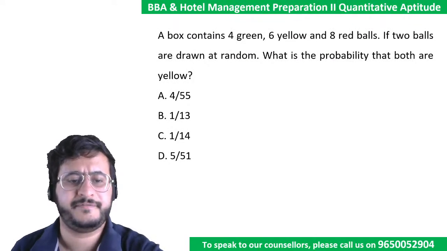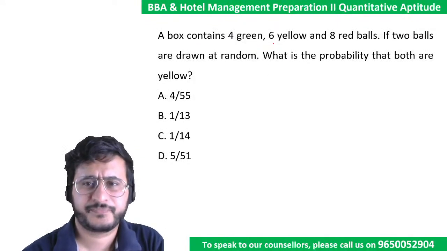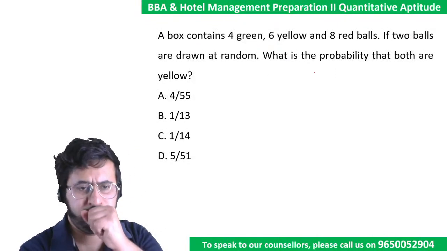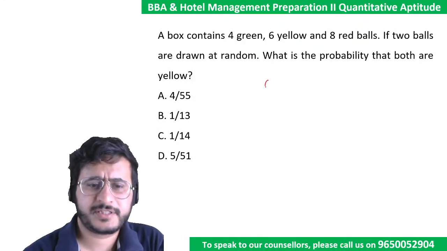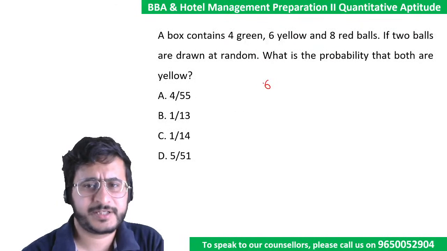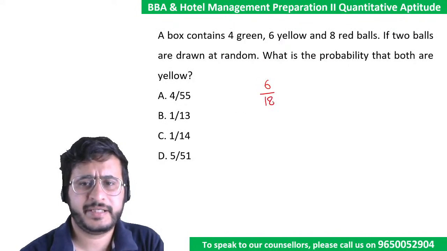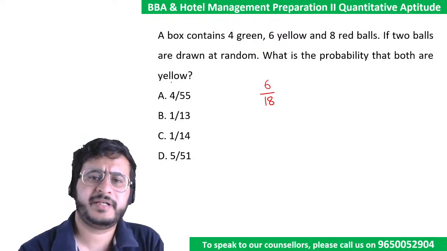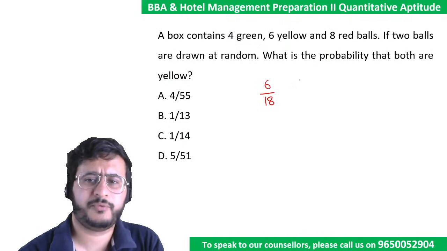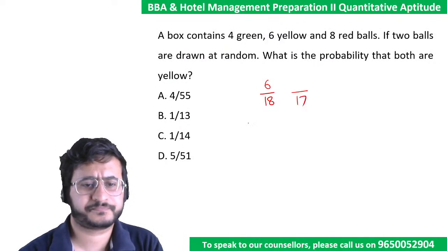So let's look at the first one. Okay, let's look at the favorable case, right? If you say both balls are yellow, first you pick a ball that has to be yellow. There are six yellow balls out of a total of 18 balls. Okay, now you picked a yellow ball. Now how many balls are left? You are left with 17 balls.